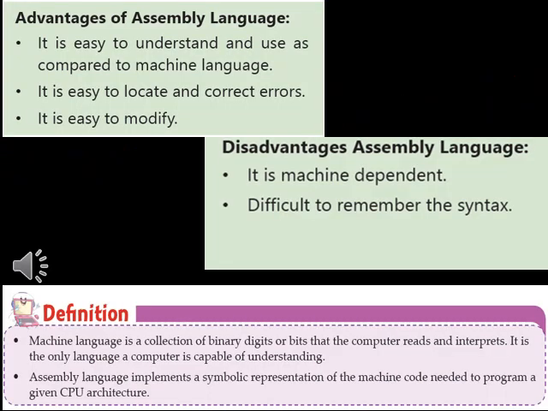Now we will see the advantages and disadvantages of assembly language. First we will talk about the advantages. It is easy to understand and use as compared to machine language, as it is very difficult to remember the combinations of zeros and ones in machine language. In assembly language it is easier to understand the mnemonics. Then it is easy to locate and correct errors, and it is easy to modify. Now the disadvantages: it is again machine dependent, and sometimes it is difficult for us to remember the syntax of this language.